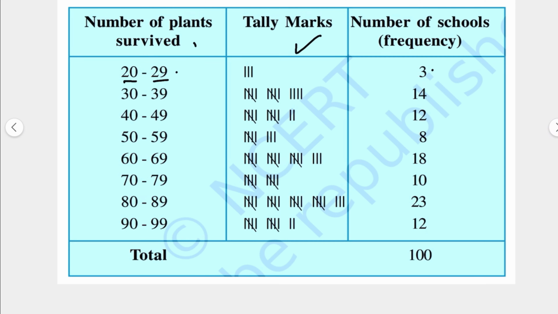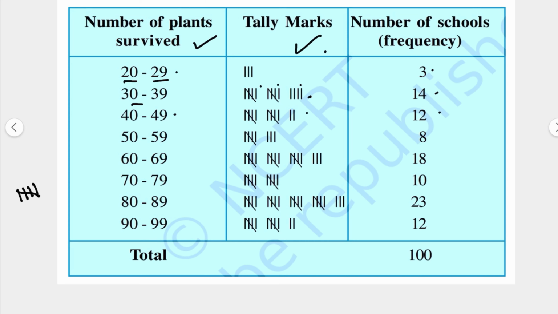Here we have the number of plants given in the intervals 20 to 29, 30 to 39, 40 to 49, 50 to 59, and so on till 90 to 99. Then we mark the tally marks for each, and then we write their corresponding frequency. Like for 30 to 39, here we have 14 plants, so write 1, 2, 3, 4, then the fifth one is cutting the previous 4. So we have this 5 and the 4, that is 14. Similarly for 40 to 49 we got 12, so write 12 and so on.